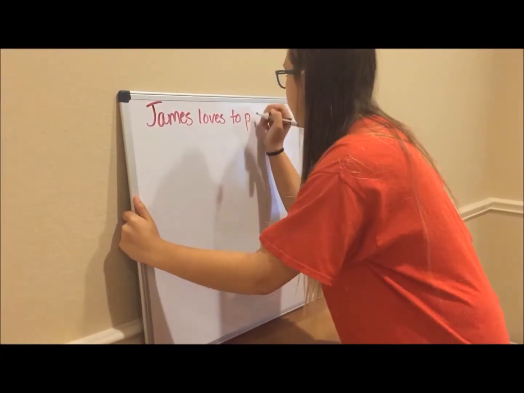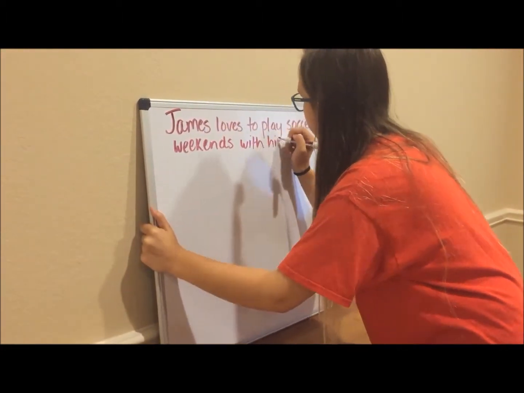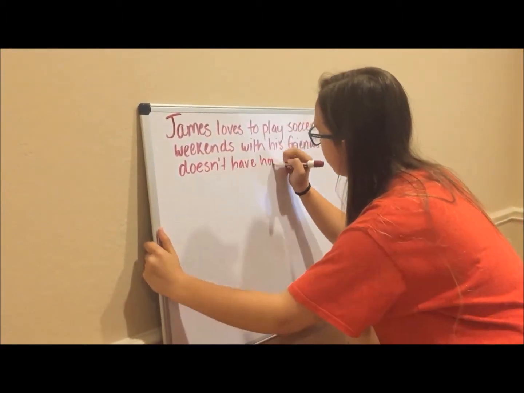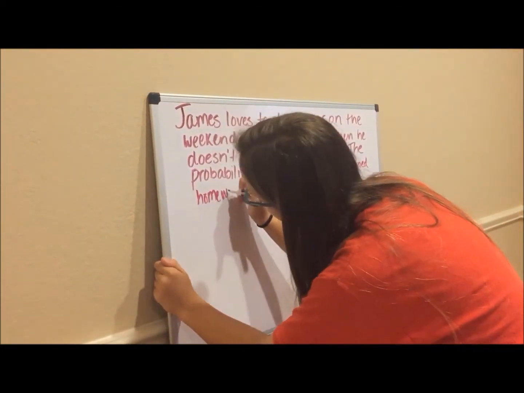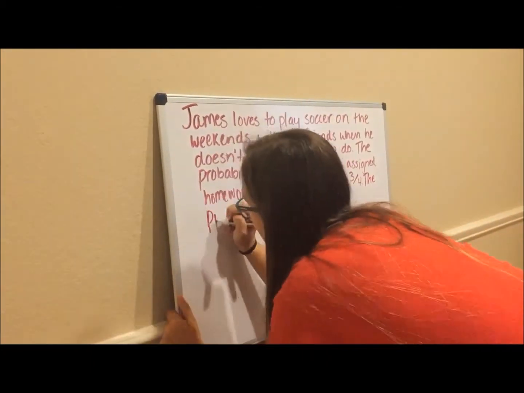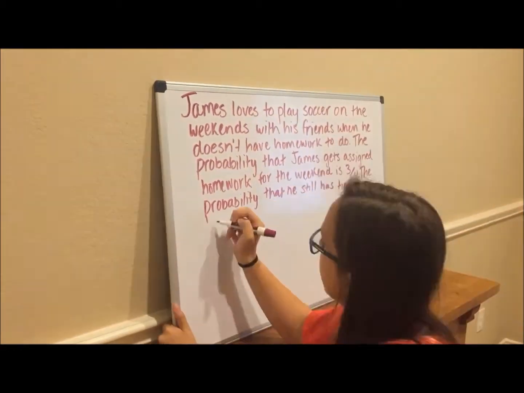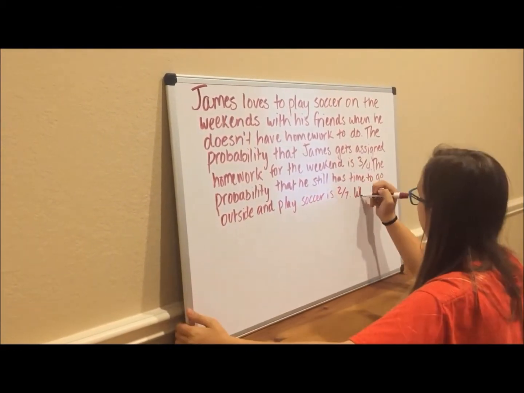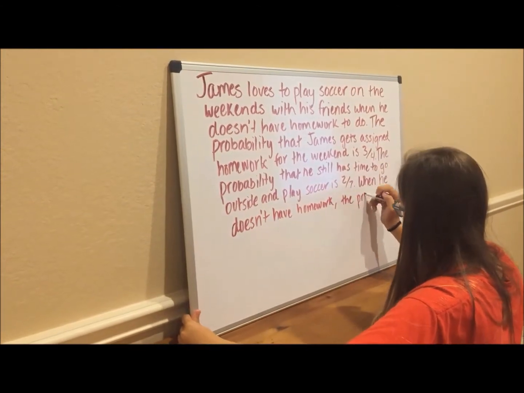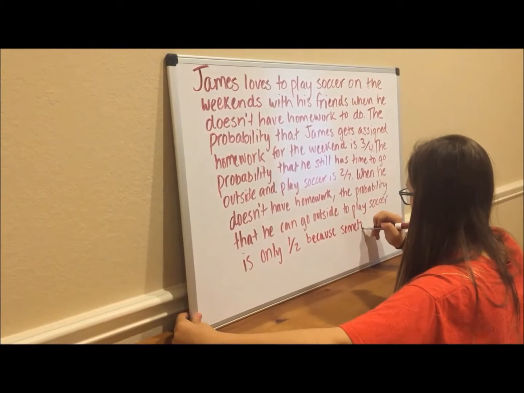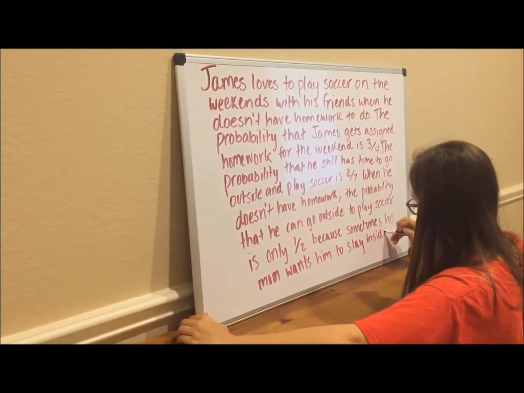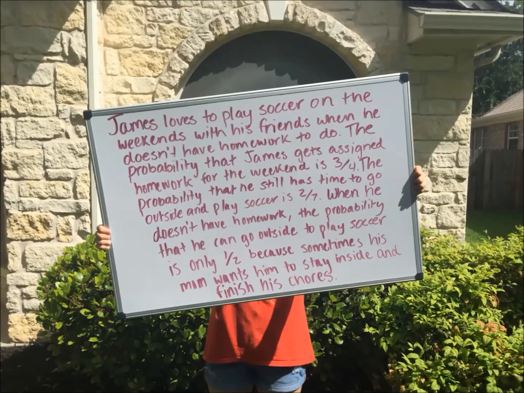James loves to play soccer on the weekends with his friends when he doesn't have homework to do. The probability that James gets assigned homework for the weekend is 3/4. The probability that he still has time to go outside and play soccer is 2/7. When he doesn't have homework, the probability that he can go outside to play soccer is only 1/2, because sometimes his mom wants him to stay inside and finish his chores. Let H be the probability he does get homework, and S be the probability he gets to play soccer.